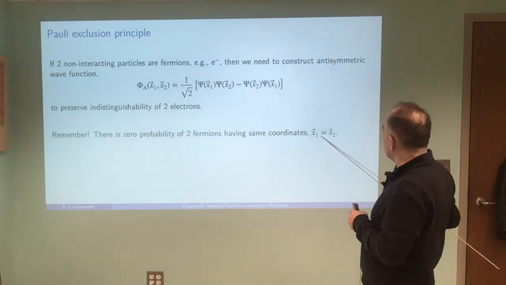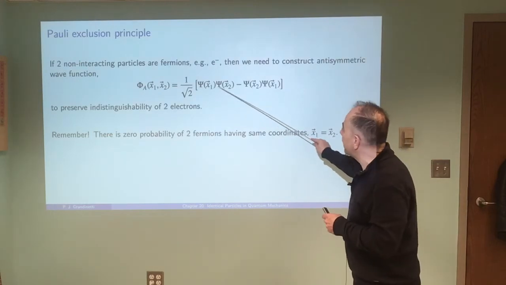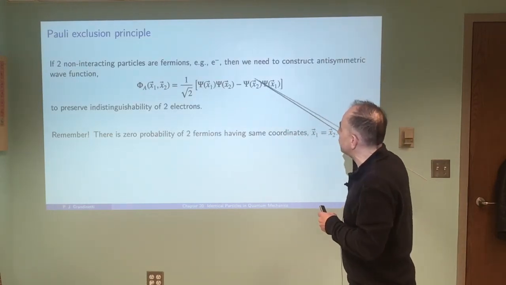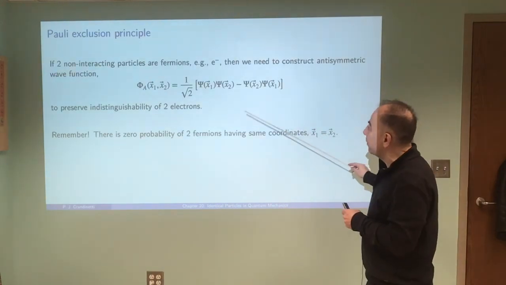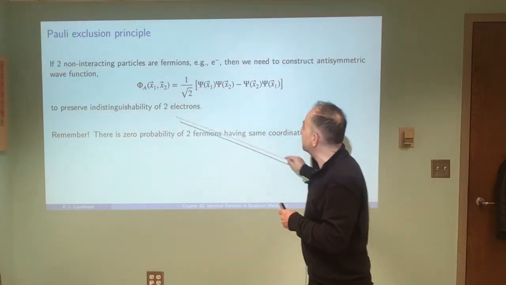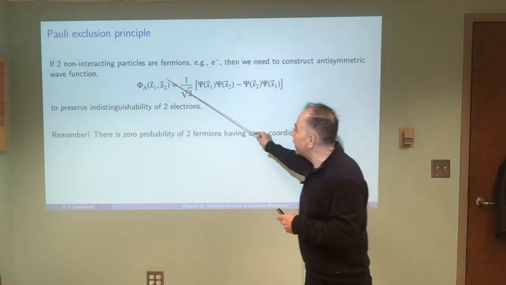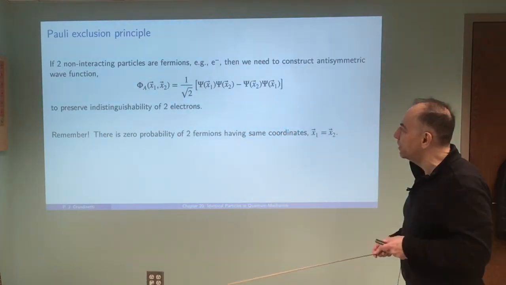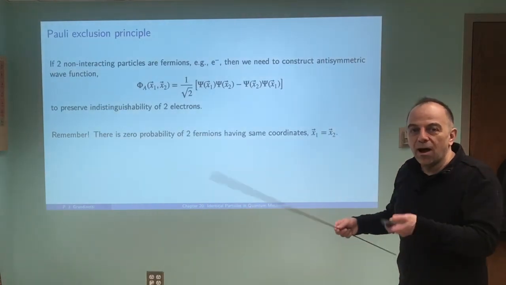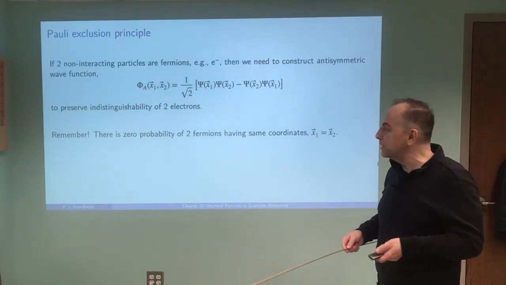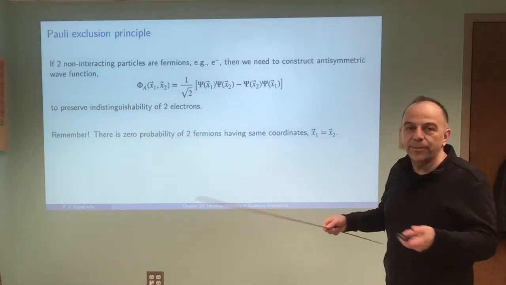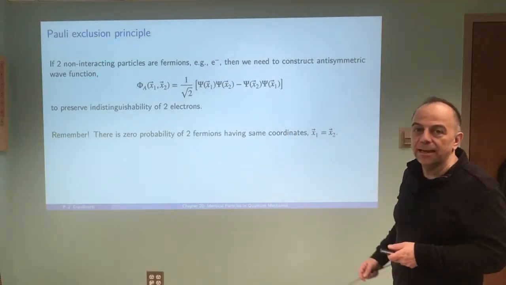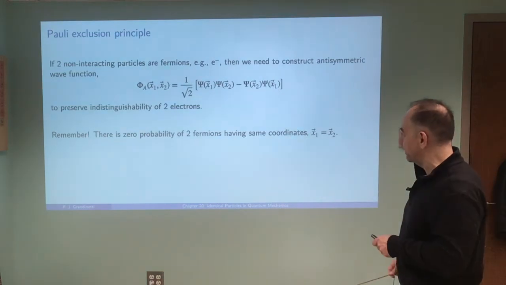So if x1 and x2 are equal to each other, then the probability will go to 0, because the antisymmetric combination that you have to create in order to keep those two electrons indistinguishable will mean that the probability of that happening is absolutely 0. So that's why we had to invoke the Pauli exclusion principle, because the probability of that happening would go to 0 if they had exactly the same state, because they're fermions. Okay?